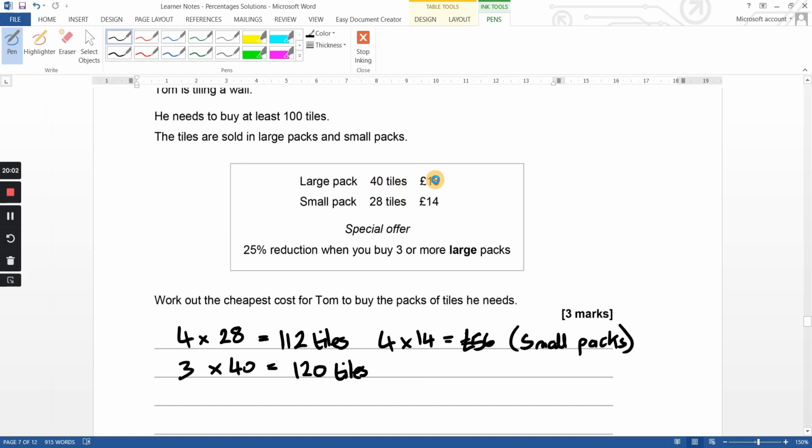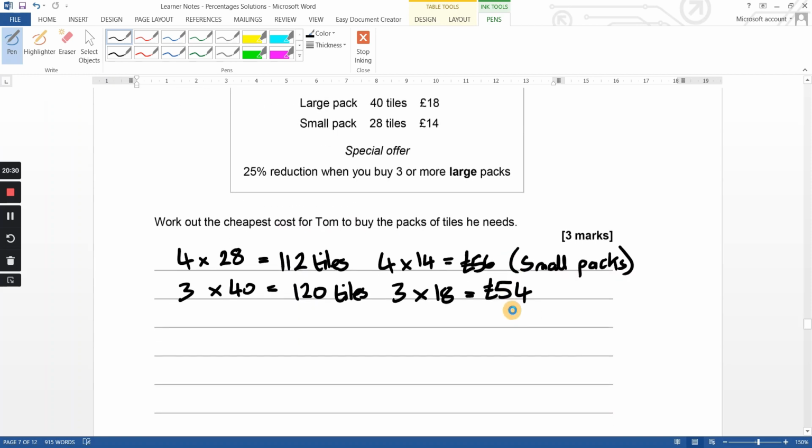So 3 times, that's going to be 3 times 18. Let's do that. Which is 54. Already it's a lot cheaper. So there's a 25% reduction when you buy 3 or more large packs. Okay, so yeah, we are going to buy 3 packs. So you're going to get a 25% reduction.